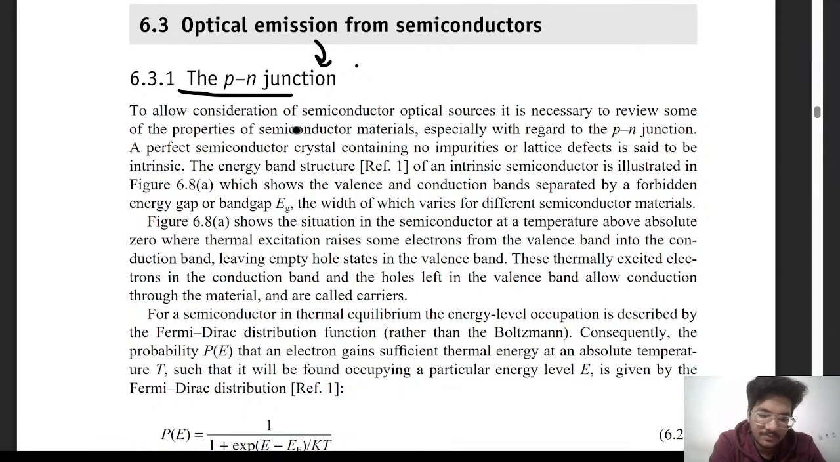intrinsic semiconductor, a perfect semiconductor like pure silicon or gallium arsenide with no impurities. The energy band structure has the valence band and the conduction band, separated by the band gap, Eg. At temperatures above 0 Kelvin, some electrons gain thermal energy and jump from the valence band to the conduction band, and this leaves a hole in the valence band. This electron plus hole combination is called a carrier and is responsible for electrical conduction.